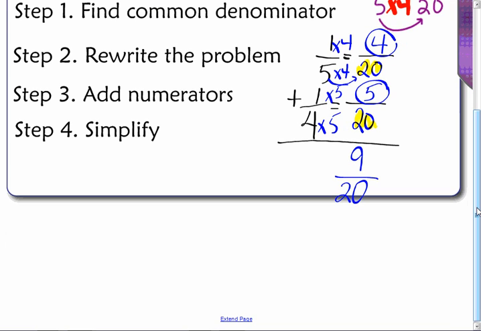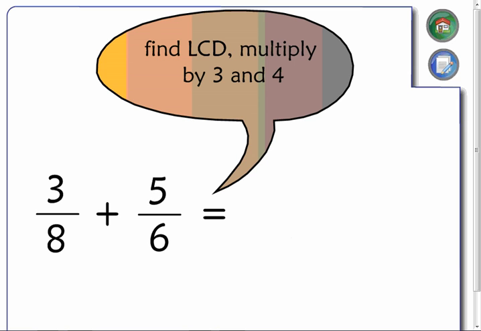If you can reduce this, you reduce it. So here are the steps. So let's do the next problem. Are you ready? I'm not sure how many people are with me. Now you can come back and do this again.